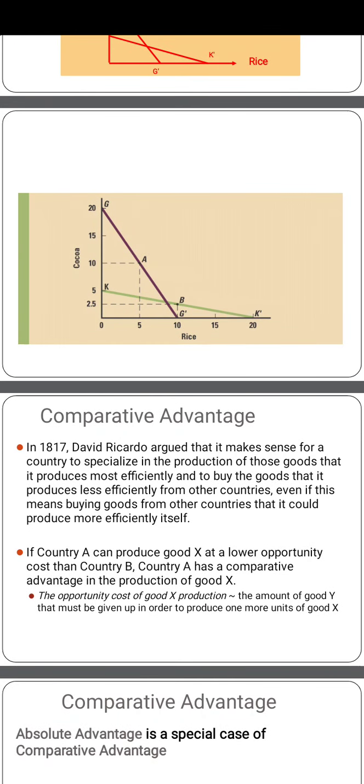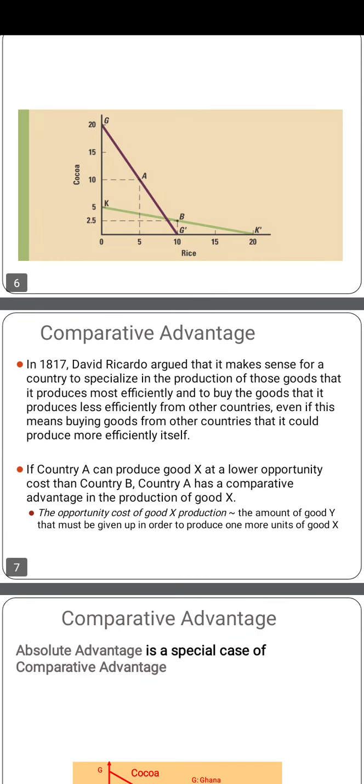Now comes another theory, that is comparative advantage. In 1817, David Ricardo argued that it makes sense for a country to specialize in the production of those goods that it produces more efficiently and to buy the goods that it produces less efficiently from other countries, even if this means buying goods from other countries that it could produce more efficiently itself.